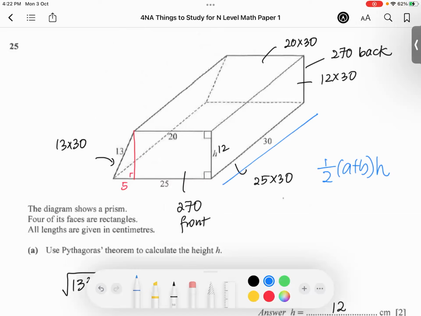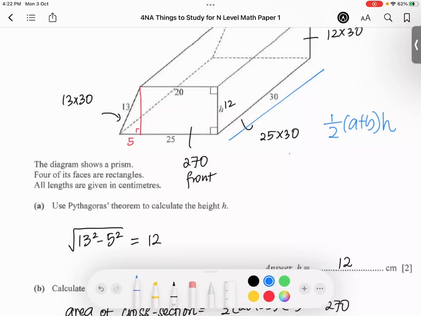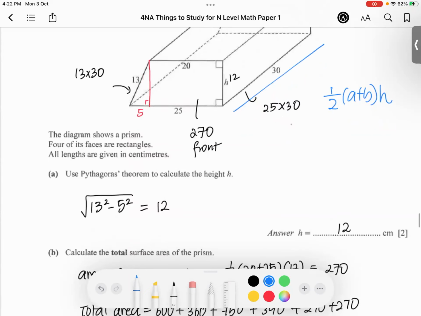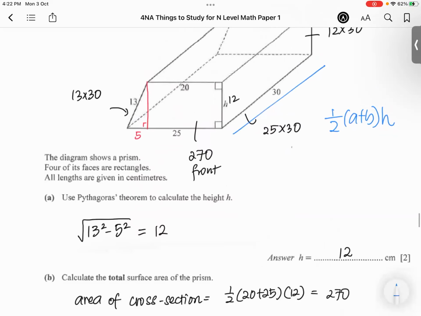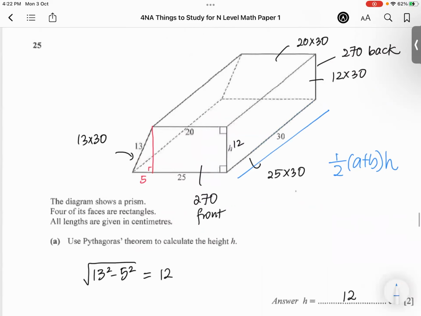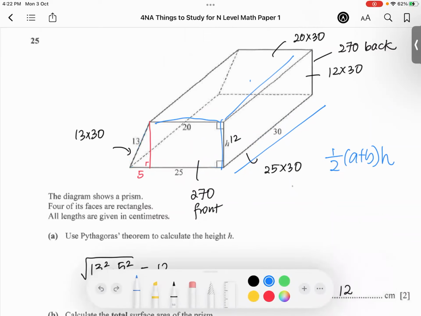So using Pythagoras theorem, I know you can solve. Okay, now they say calculate the total surface area. Word of caution: when you want to find total surface area, find the individual surfaces. So my top 20 times 30, my side 12 times 30, this one 25 base, the slanted side.